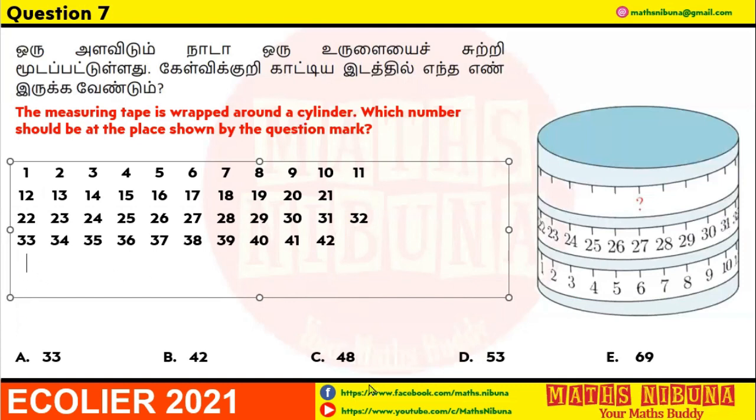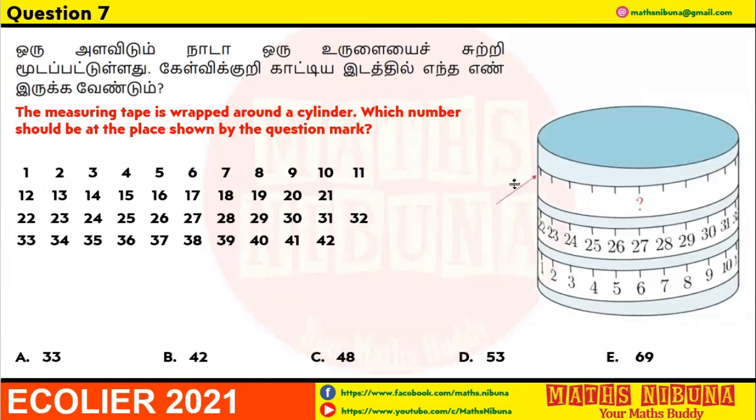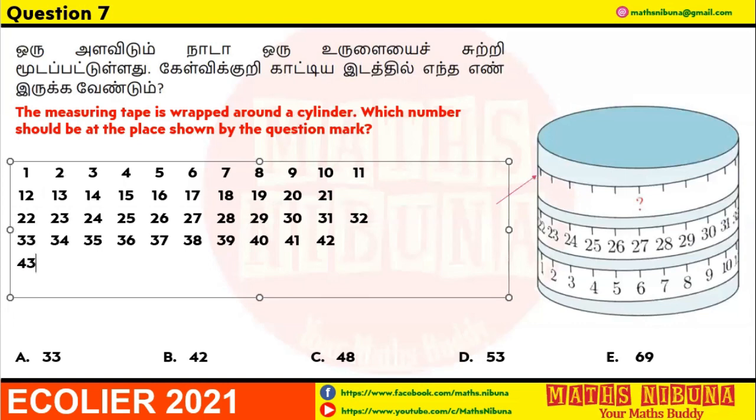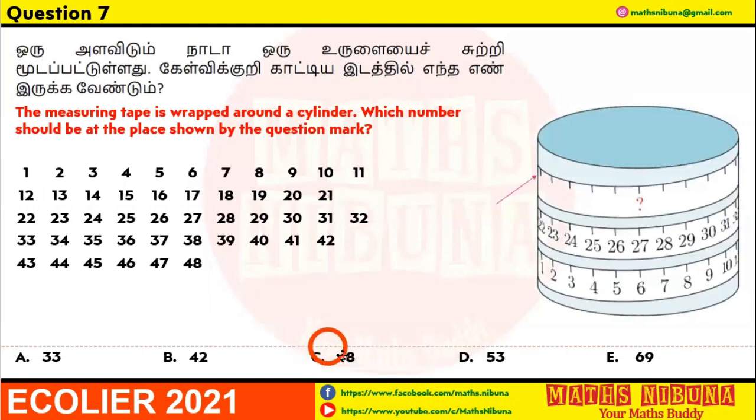So when we stop at 42, the next number, this one, must start with 43. Then 44, that means this is 44, 45, 46, 47, and 48. This number is 48. So the answer is C. This is one method to solve this, but maybe it will take some time.